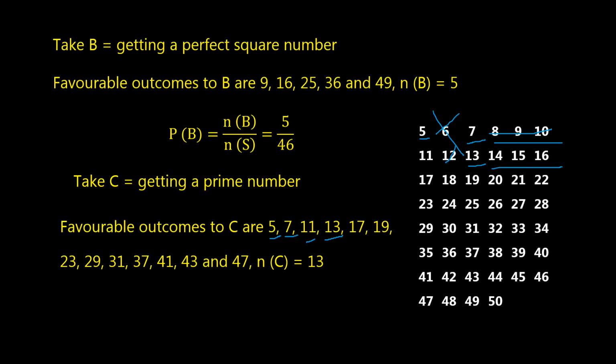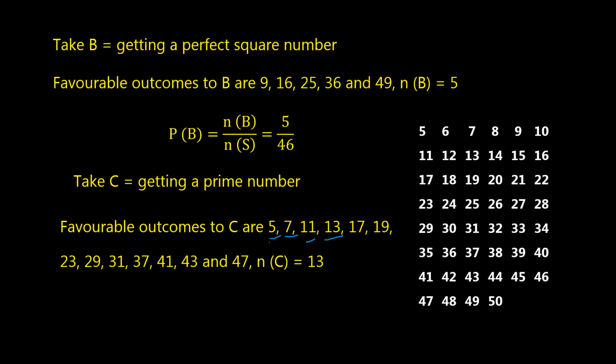14, 15, 16 are not prime numbers. 17 is a prime number, that 17 is favorable to C. 18 is not a prime number. 19 is a prime number, that's why 19 is favorable to C. This way, we find the prime numbers. And here the prime numbers are 5, 7, 11, 13, 17, 19. Similarly, 23, 29, 31, 37, 41, 43, and 47. These are the prime numbers from the sample space. A total of 13 cards have prime numbers. Therefore, n of C is equal to 13.